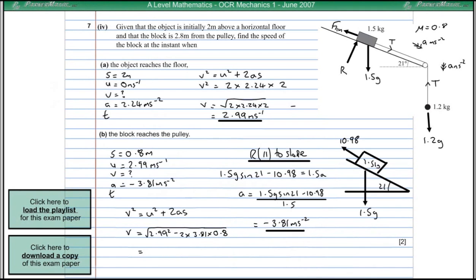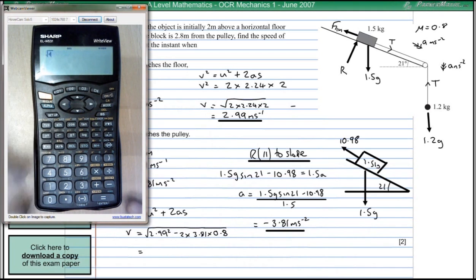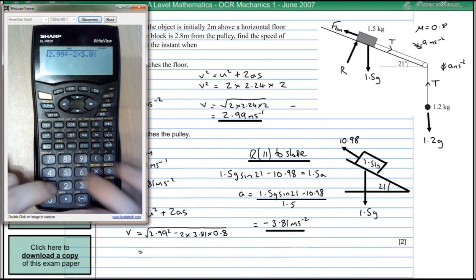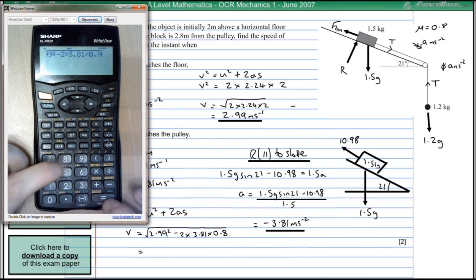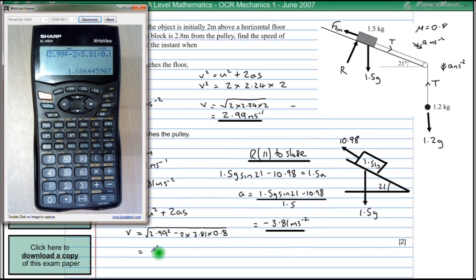Let's put that into the calculator. We're going to get the square root of 2.99 squared minus 2 times 3.81 multiplied by 0.8, which gives us 1.69 to 3 significant figures.